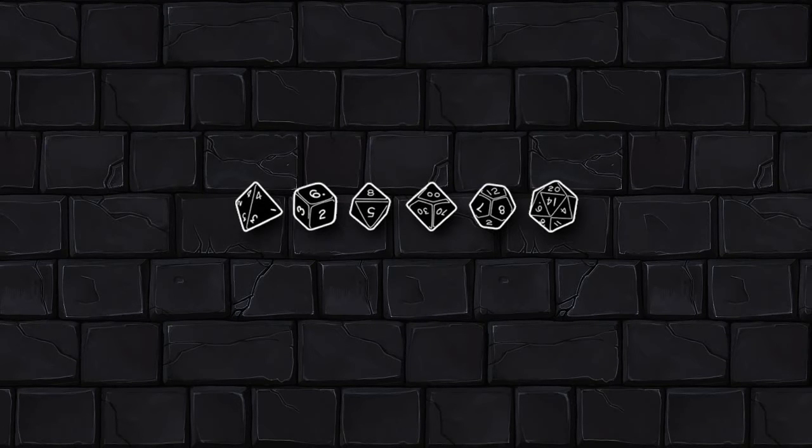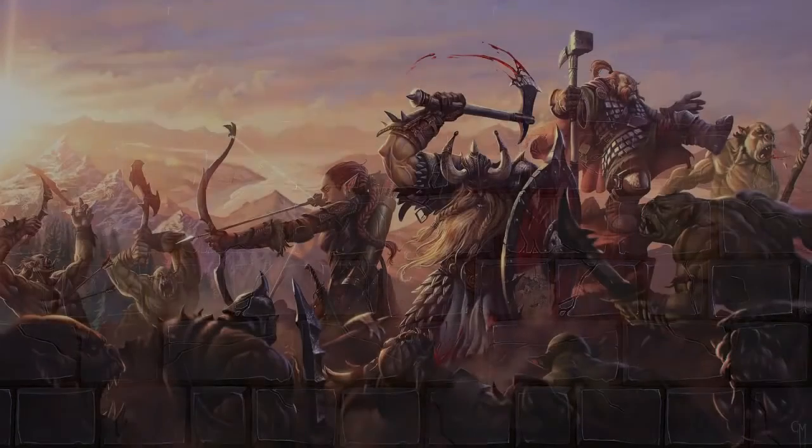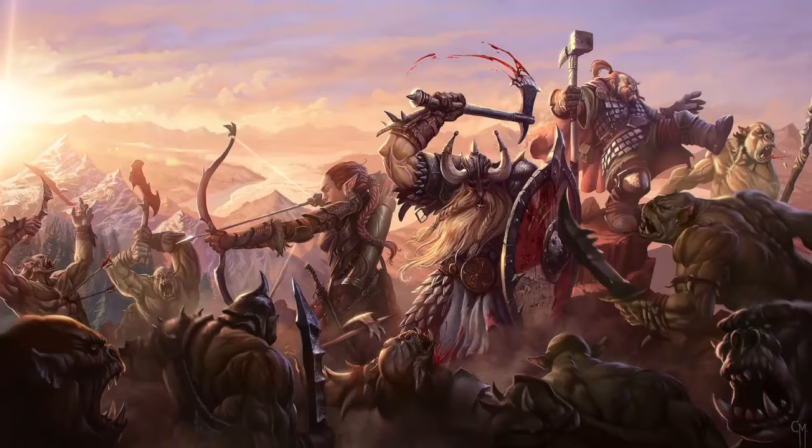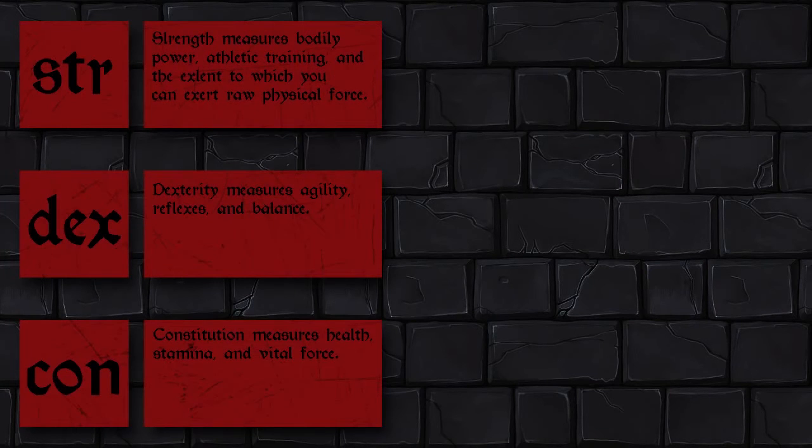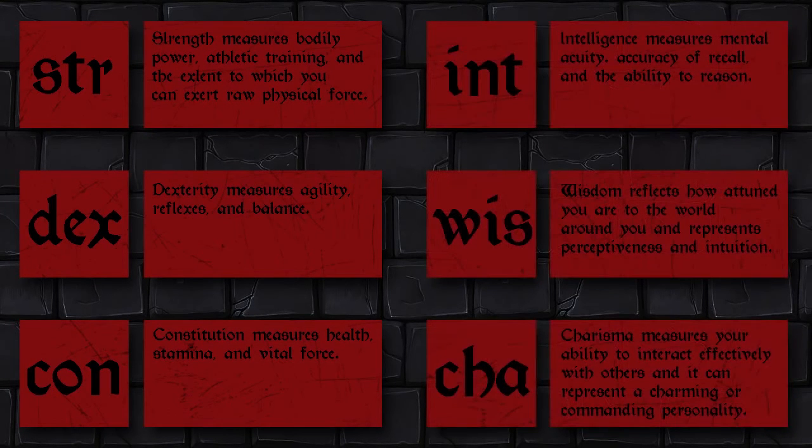And what's the whole gig? Well, every quantified thing that is a player character or a non-player character in the game has ability scores, and there are 6 of them. You have your strength, dexterity, and constitution, which are your physical attributes, and then you have intelligence, wisdom, and charisma, which are your mental capacity.